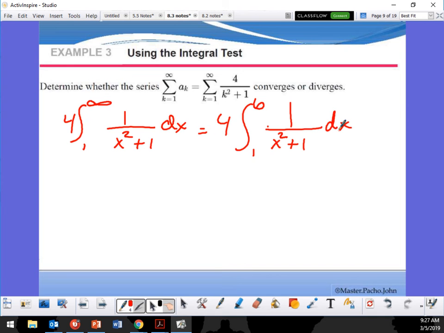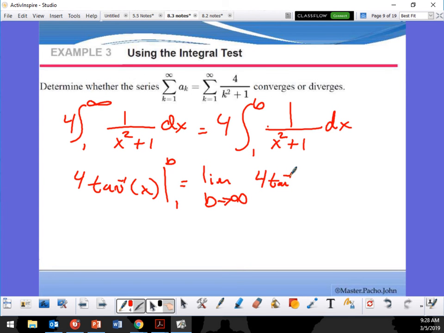Okay, anyway. All right, so this is going to give me 4 arctangent of x from 1 to b. Now it's going to be top minus bottom, right? So it's the limit as b goes to infinity of 4 arctangent of... Ran out of ink. Crack open a new box.